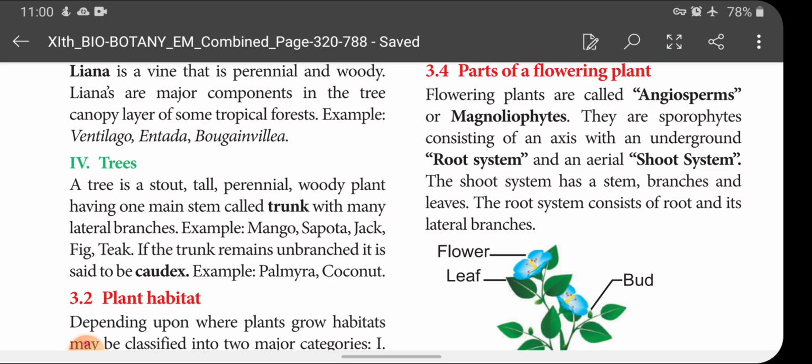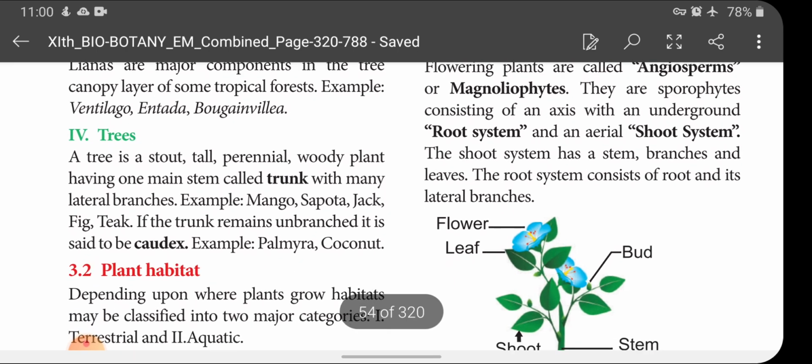Example, mango, sapota, jack, fig and teak. If the trunk remains unbranched, it is said to be caudex. Please bracket it. In a tree, if the trunk remains unbranched, it is called caudex. Example for that, Palmyra and coconut.